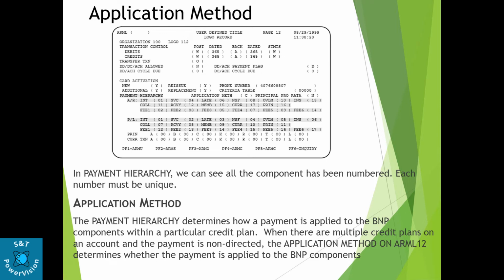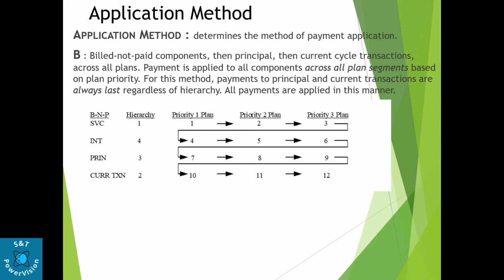Now let's talk about the payment application method. The payment hierarchy determines how a payment is applied to the BNP components within a particular credit plan. When there are multiple credit plans on an account and the payment is non-directed, the application method on ARML12 determines whether the payment is applied to the BNP components. Normally the application method has the values B, C, D, H and P. Let's see how each value works here. That is very important.